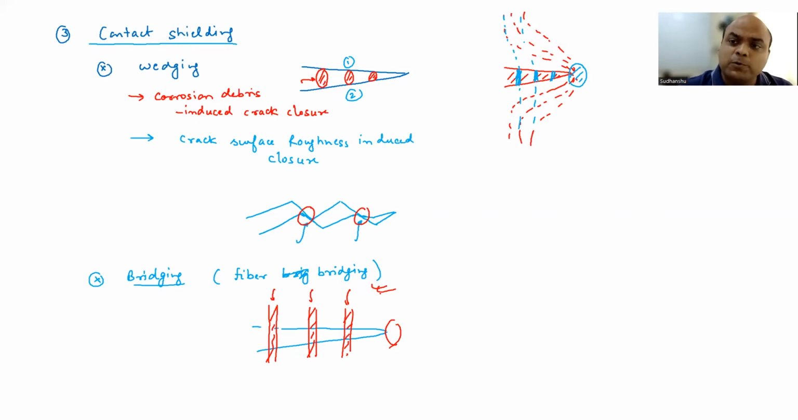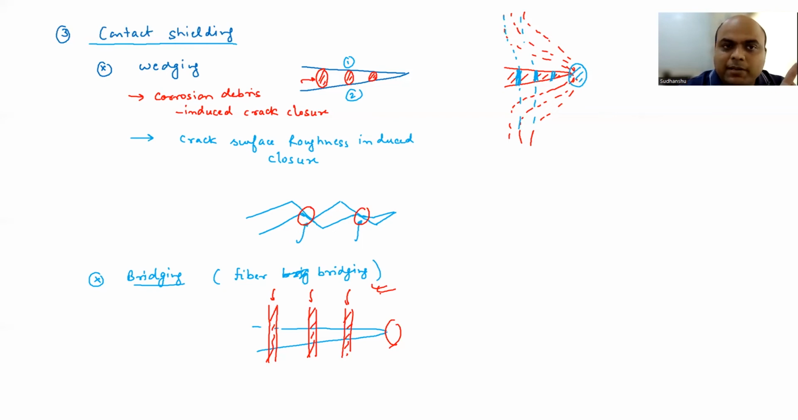Okay, there is one more, plasticity induced crack closure, which works on the concept of both zone shielding as well as contact shielding. Okay, I will not discuss that in detail. If somebody is interested, they can go through some of the books. It has been nicely explained in many books. Okay, so this is what I wanted to discuss about the overall toughening mechanisms in a given solid.